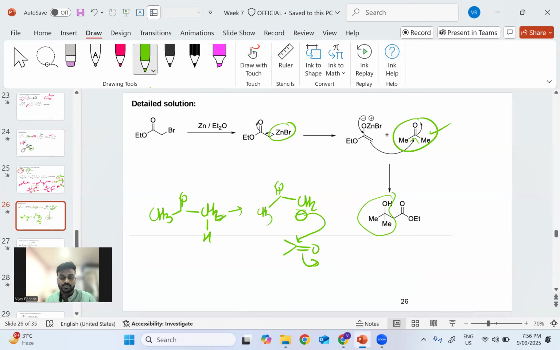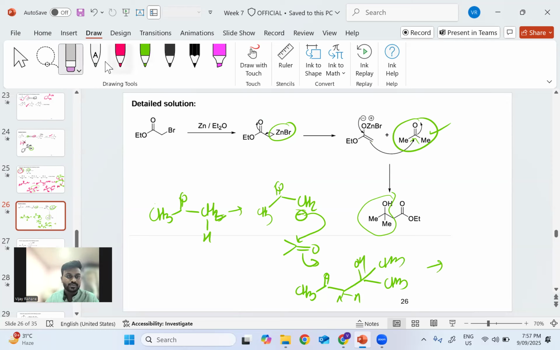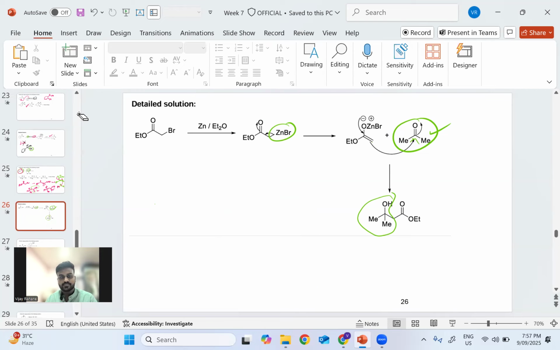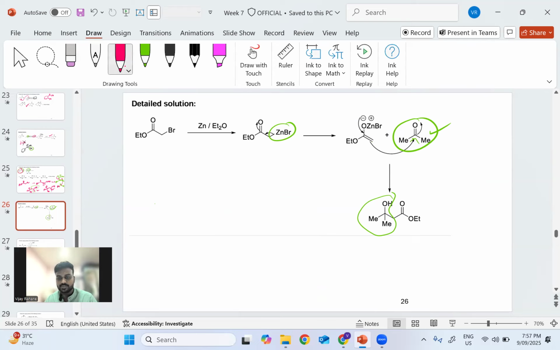But in that case, there was a possibility of removal of water, because there were active hydrogens. So elimination of water also takes place in that case. But here no such step happens, so I'll just remove this part. Right. So it stops up to this position only. So it gives the formation of this beta hydroxy ester.